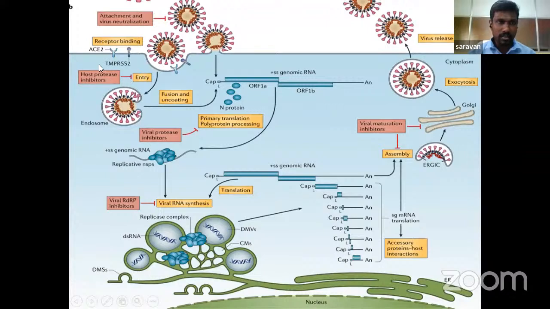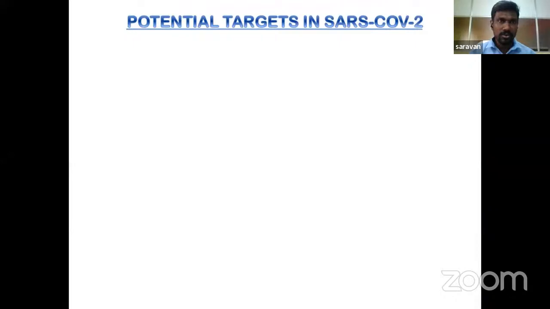The third target will be the proteolytic enzymes of the virus. Without the proteolytic enzymes of the virus, the viral polyproteins which are synthesized from the open reading frame cannot be cleaved into the individual functional components. So without the functional components of protein, the virus cannot multiply and the viral multiplication will be arrested. So now going to the potential targets of SARS-CoV-2.